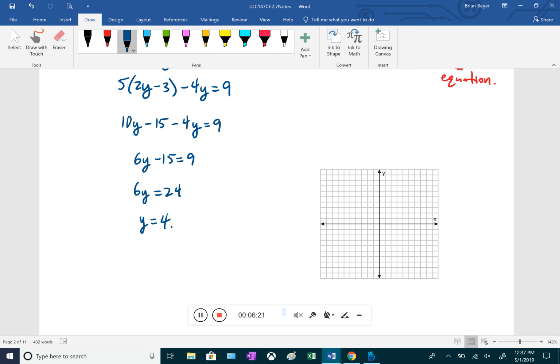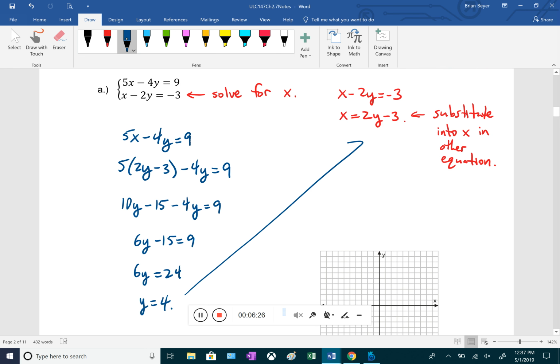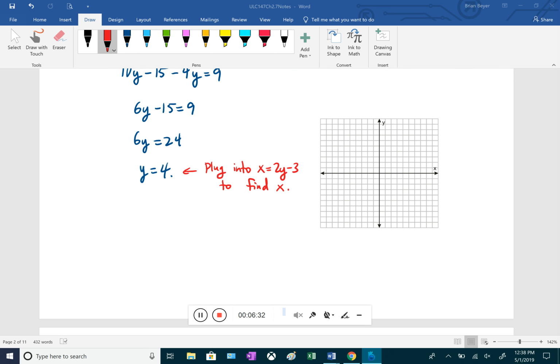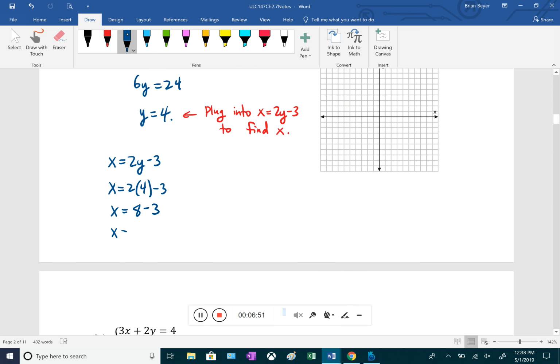Now we're going to plug this back into all the way up here into y to solve for x. So that's why the substitution method is really nice, because we already have the other variable solved for, so we just have to plug it back in. So plugging in a 4, we get x equals 2 times 4 minus 3. That's x equals 8 minus 3, so that gives us x equals 5.